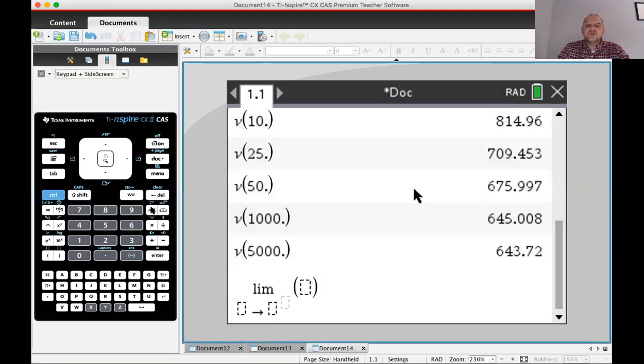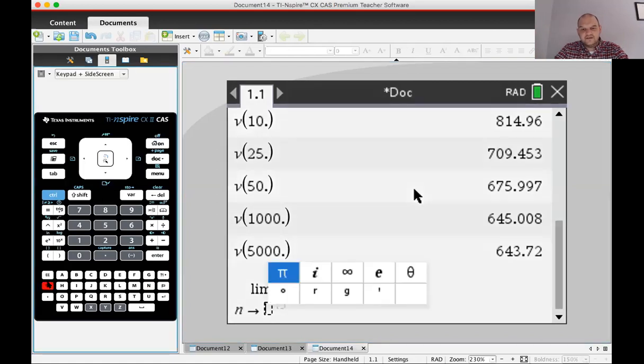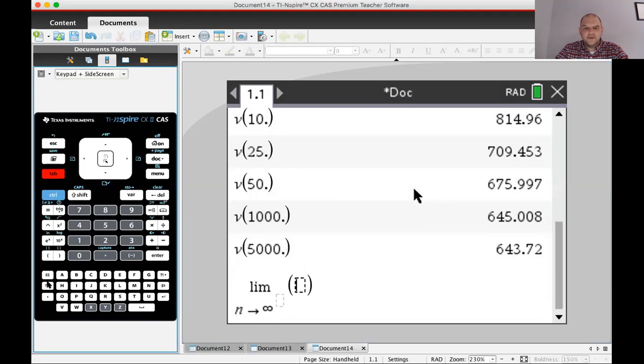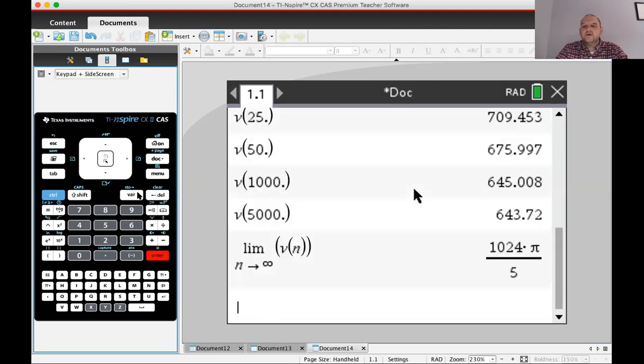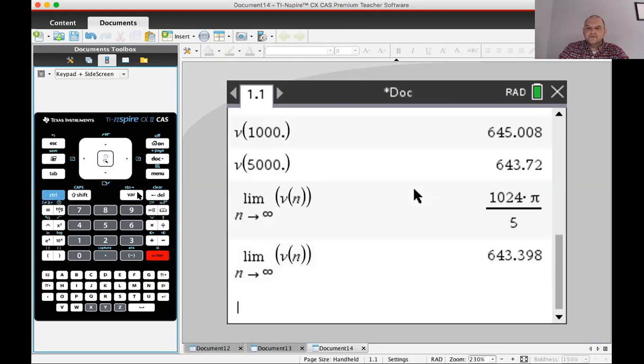The thing that's going to change is n, so I want the limit as n goes toward infinity. The function is named v, and it's a function of n. I'm going to press enter and see what I get. Whoa, I get 1024 pi divided by 5. Let's see what that is as a decimal: 643.398. Check that out. The difference between 5,000 cylinders and an infinite number of cylinders is basically 0.33.